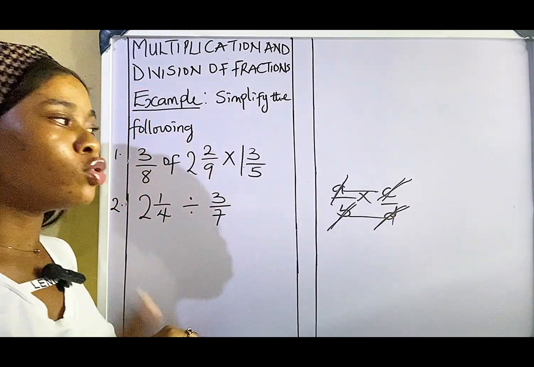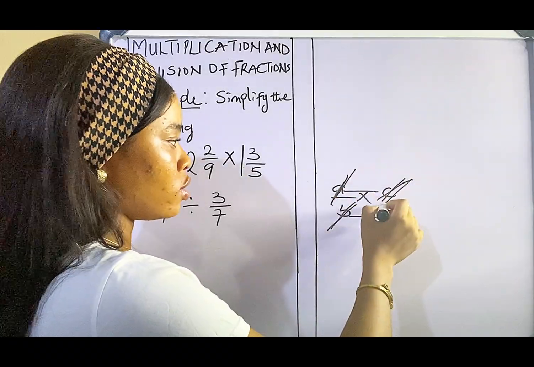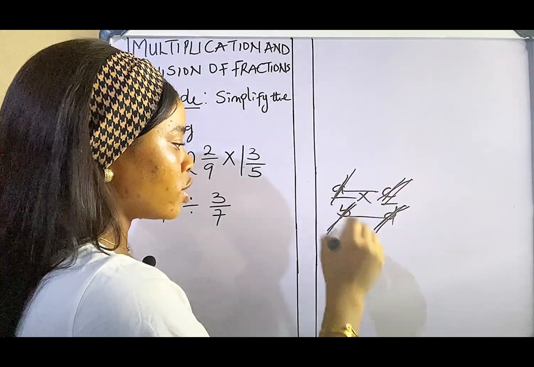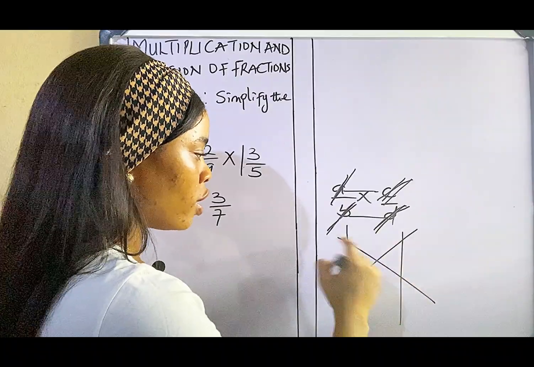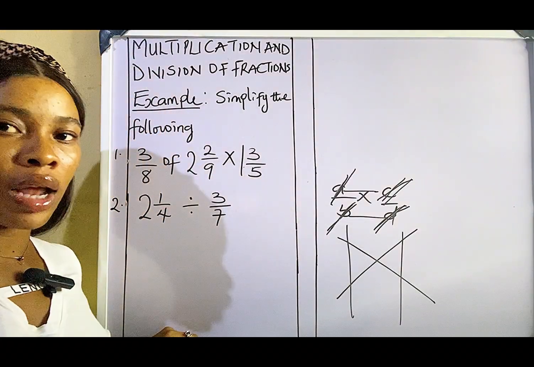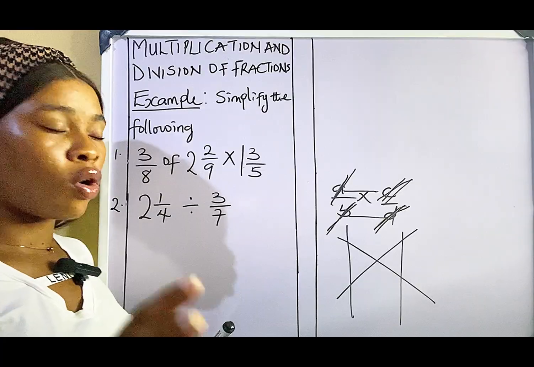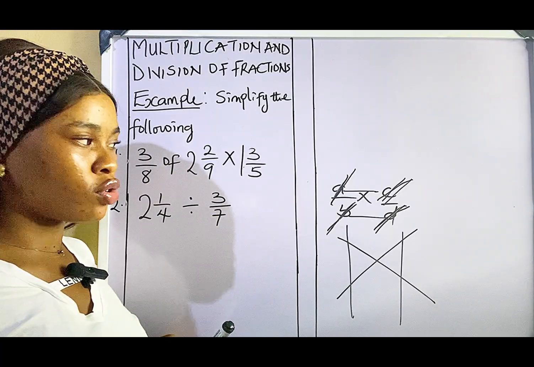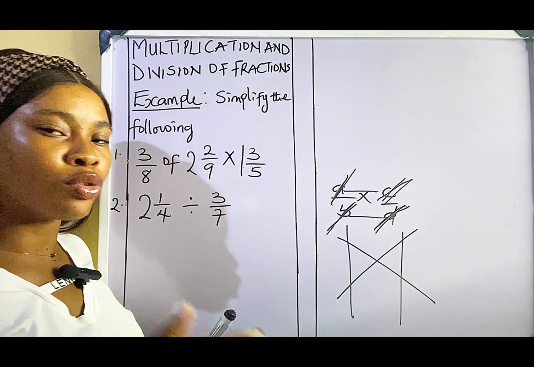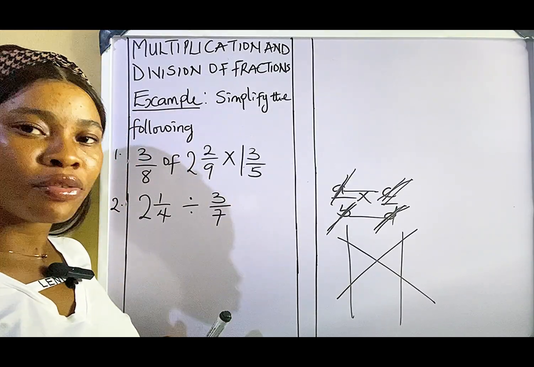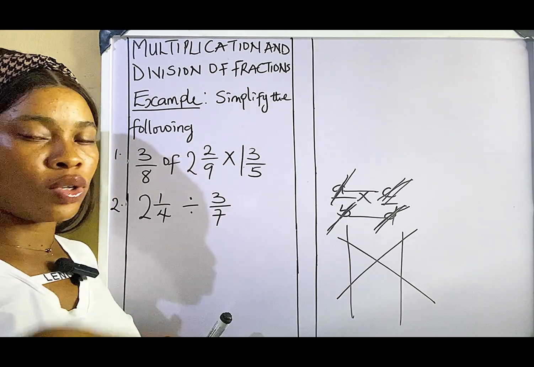Now, mind you, when you are cancelling out, we don't cancel in this manner. It is this way, this way, this way, and this way. This way is not allowed. So that's for multiplication of fractions, when you're multiplying two fractions together. Here you don't have to start looking for LCM or whatsoever. Simply see how you can reduce the fraction. After reducing the fraction, then you can multiply the numerators together and the denominators together.